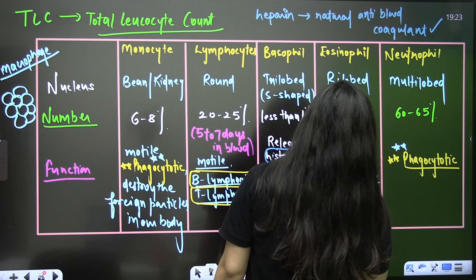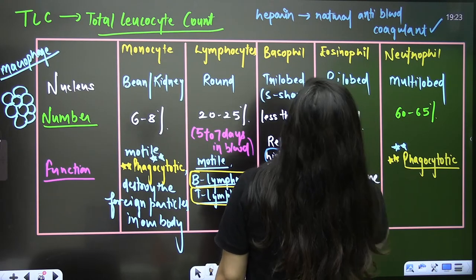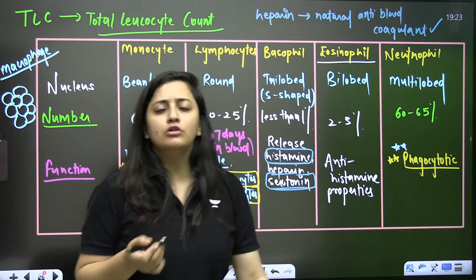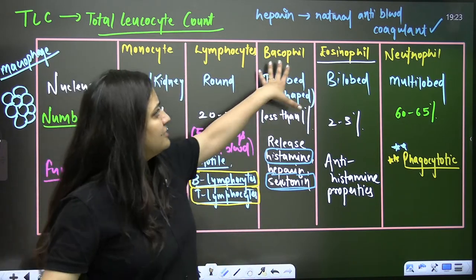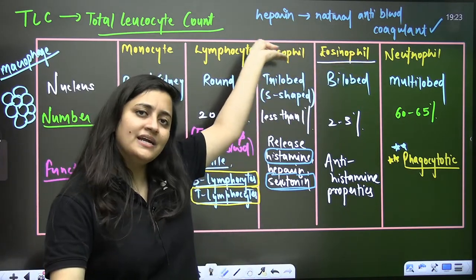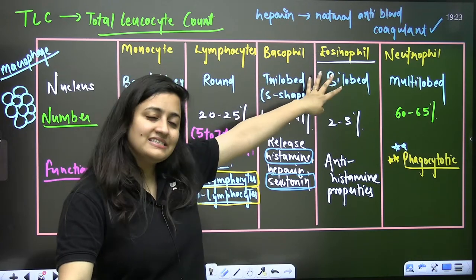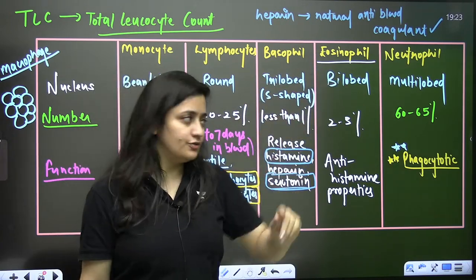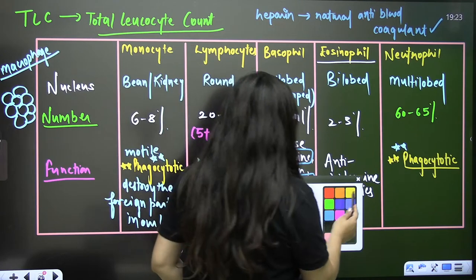Antihistamine properties. Eosinophil, also known as acidophil. See, basophil, acidophil, right? Basophil will get stained with the basic dye. Eosinophil will get stained with the acidic dye. Neutrophil means neutral. Now the point here is, what's the point here?